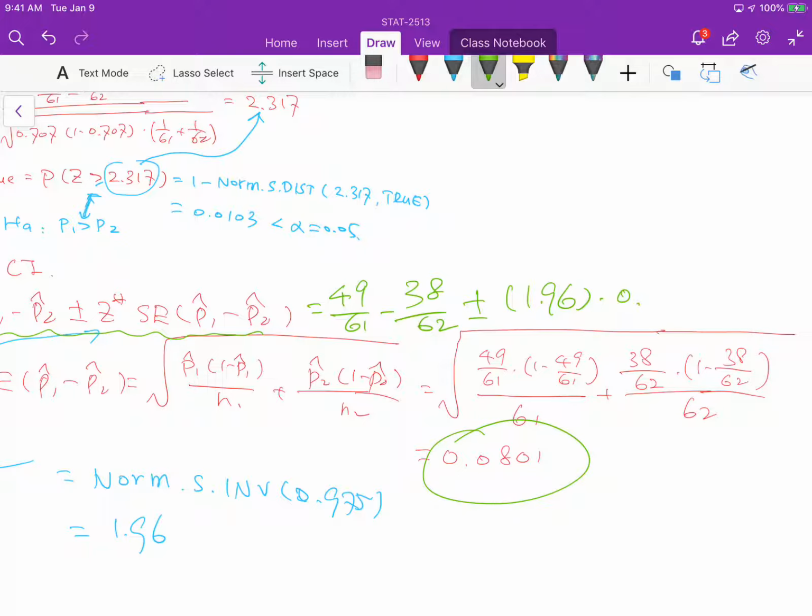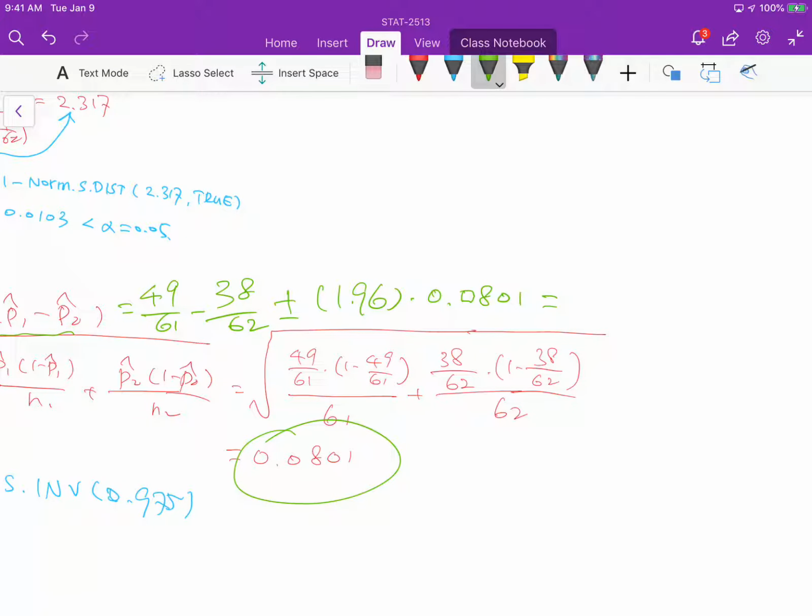The standard error is 0.0801. Then you do the math, and you will get the confidence interval of 0.033 to 0.347. So this will be the confidence interval for the difference of proportions.